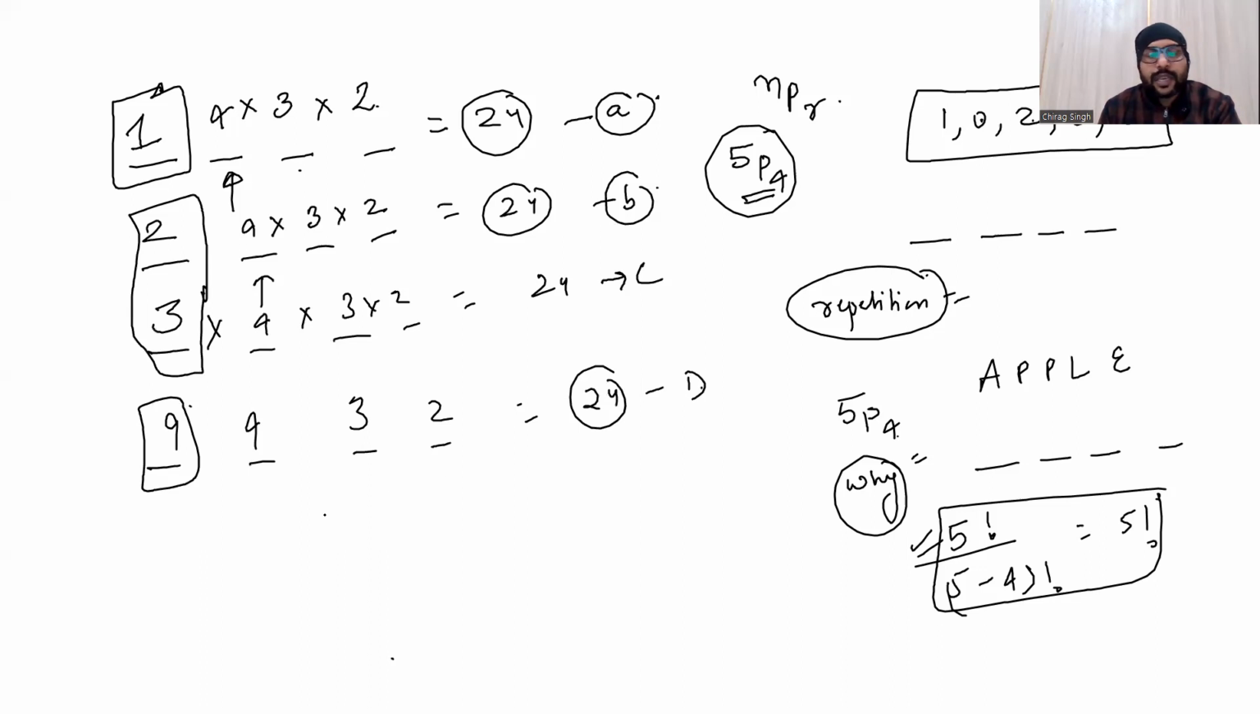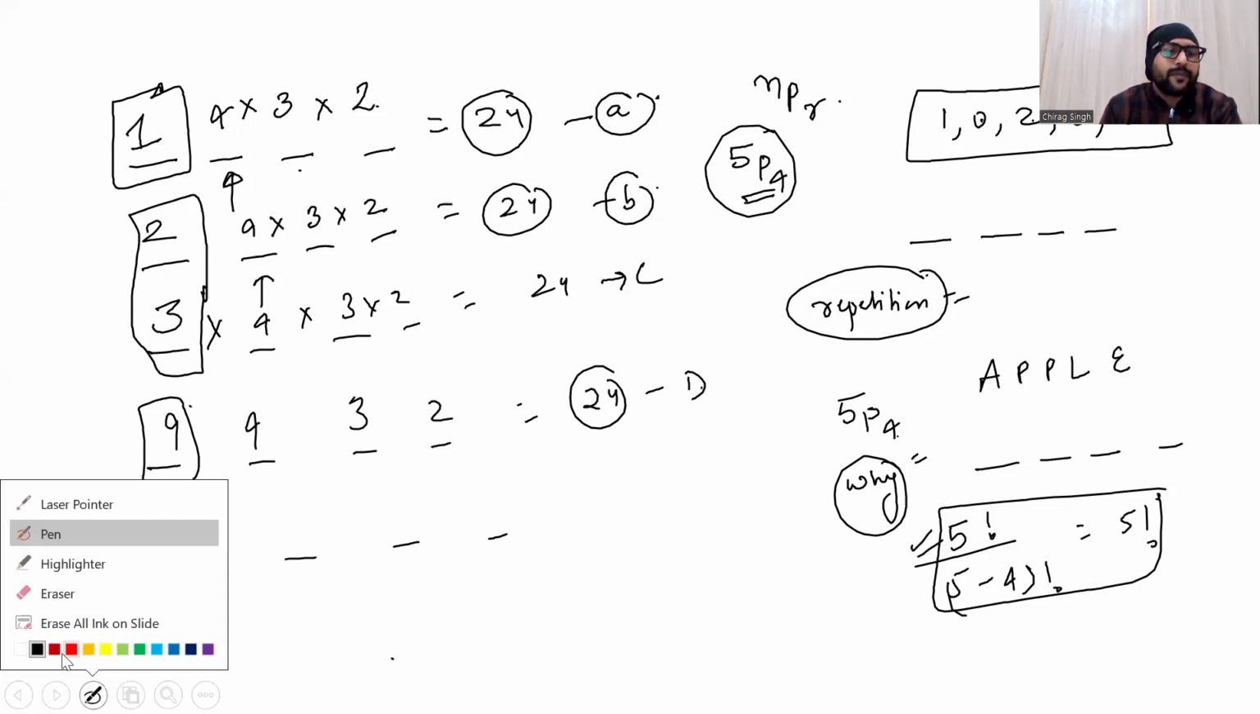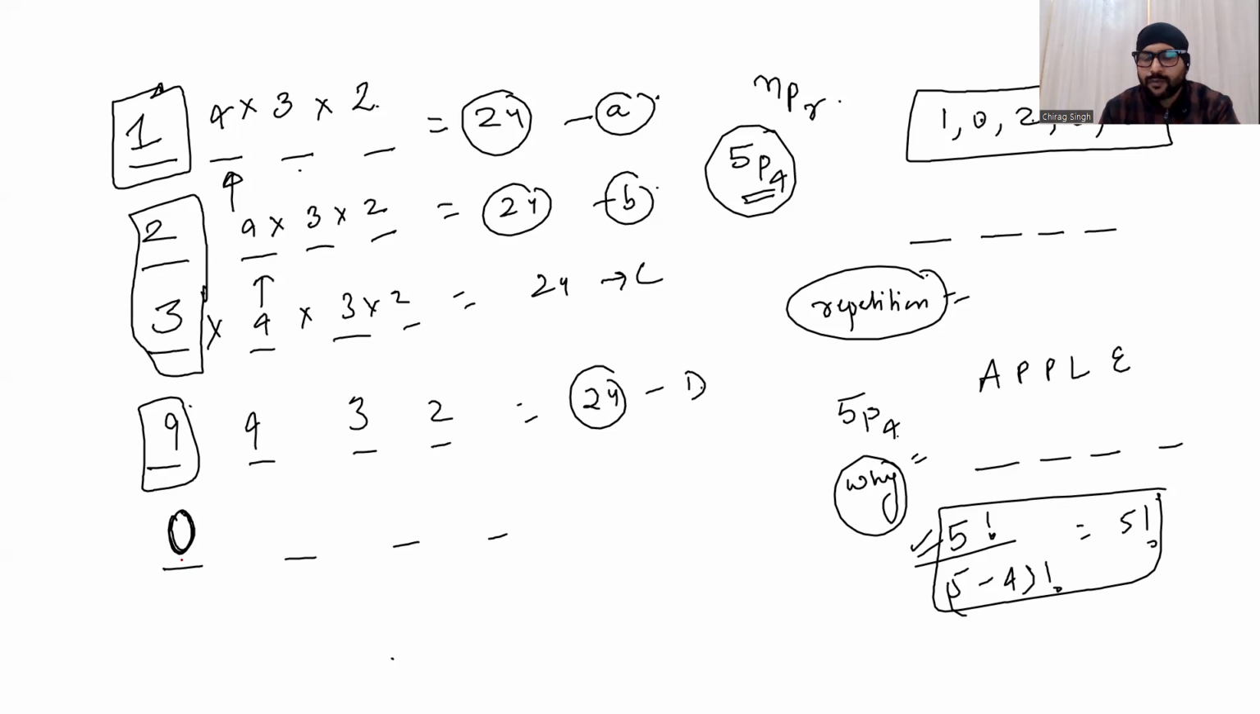Now just tell me, can I start the numbers with 0? Can I put 0 at the first place? Please tell me. Batao. Can I put 0 at first place? Yes, exactly. Why? Because if 0 is at first place, I will get only a 3-digit number. So this case shall not be taken.